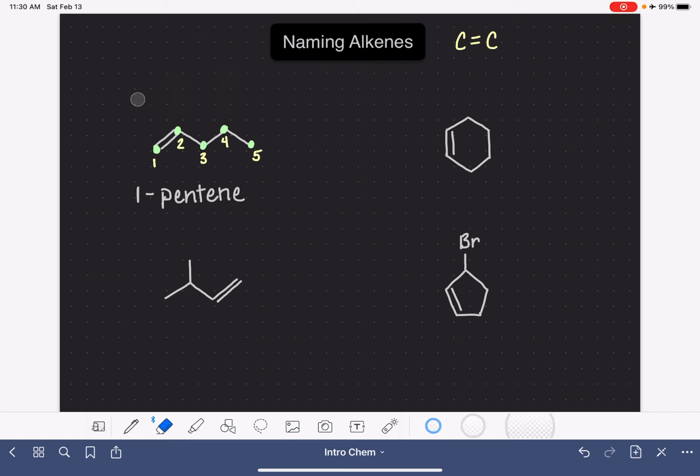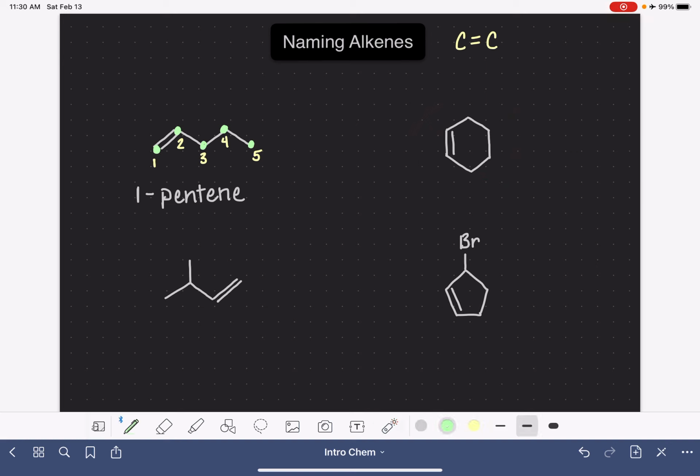We're using pent because that is the notation for 5 carbon atoms, which is what we have. But we're going to change the ending to ene, which is our way of communicating that there's a double bond in the molecule. The ending ane is used when there are only single bonds, and the ending ene is used when we have a double bond. And again, the 1 in the front of the name tells us the location of that double bond. Let's try another example over here.